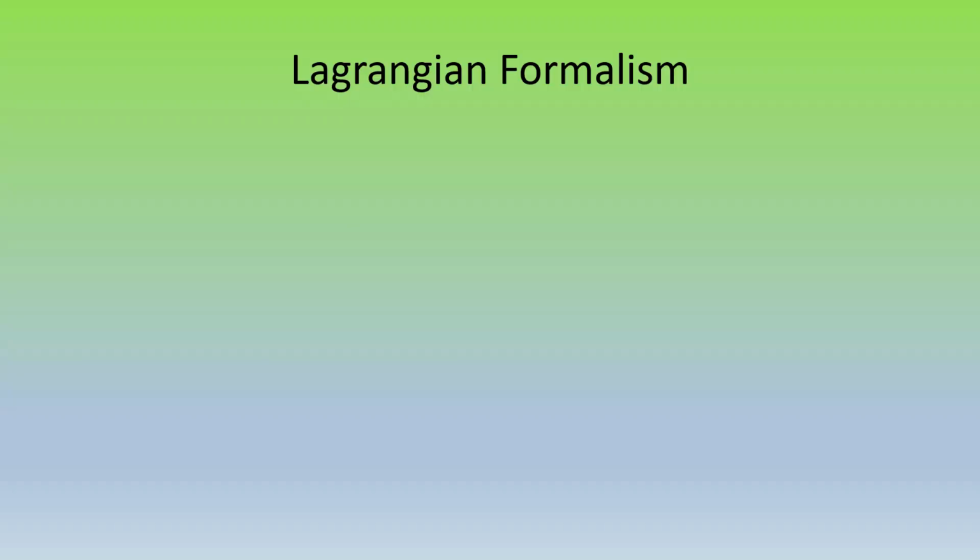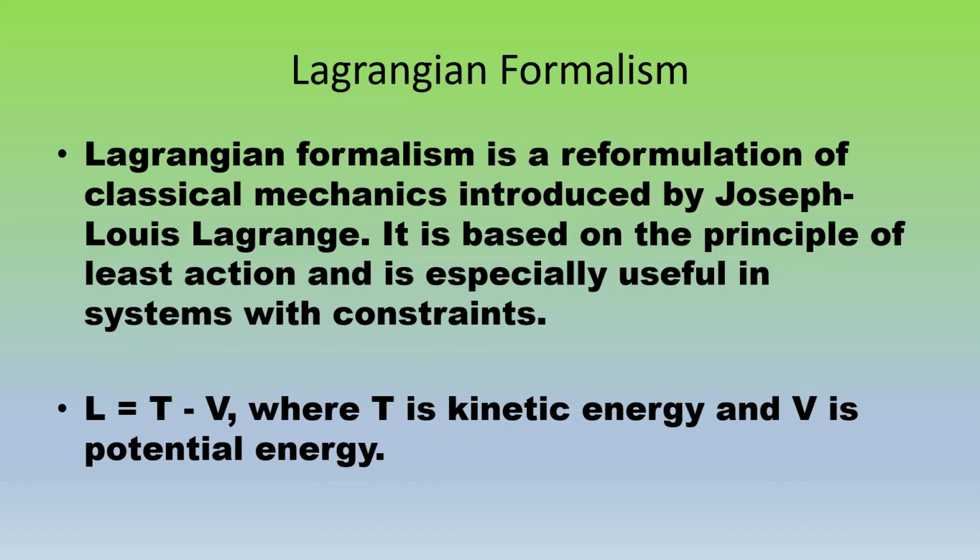Okay, so what is meant by a Lagrangian formulation? So we all know the word Lagrangian. The Lagrangian formulation is a reformulation of classical mechanics. Who introduced this? Joseph Louis Lagrange. The Lagrangian is based on the principle of least action, and it is useful in constraint systems. So the Lagrangian can be defined as kinetic energy minus potential energy. This is the familiar formula that is asked many times in the examinations.